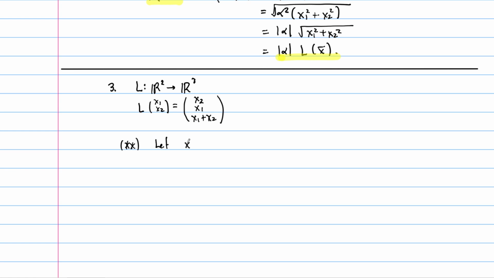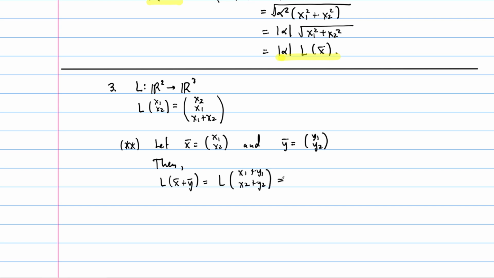So let's let x equal x1, x2, and y equal y1, y2. And then, same deal. This is what you're going to do when you work these out on your own, right? So the transformation of x plus y, step 1, add them together. x1 plus y1 in the first component, x2 plus y2 in the second component, right? Because again, this is the addition in R2. That's why I'm adding them this way. So this is the vector addition in R2.